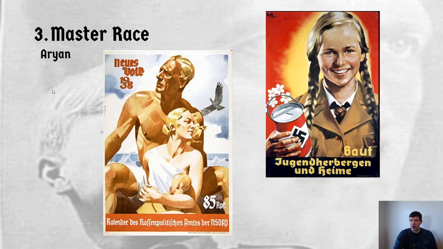And that's where you get all the propaganda of the glorified German family. And it's going to be very agrarian. They hated the cesspool of cities. And it's always going to be in the agrarian, idealized, blonde-haired, blue-eyed German family. Here is Hitler Youth, Hitler Jungen. And so you see this idealized German.